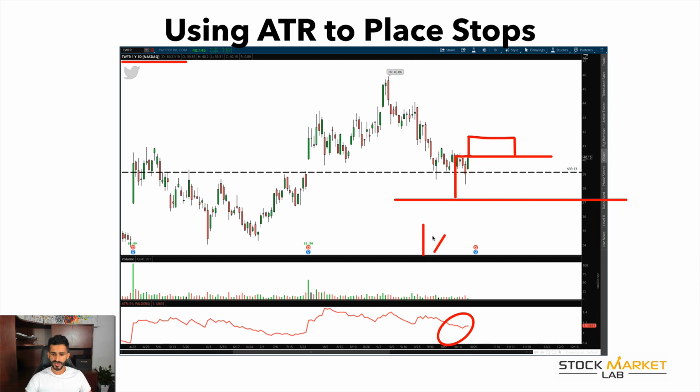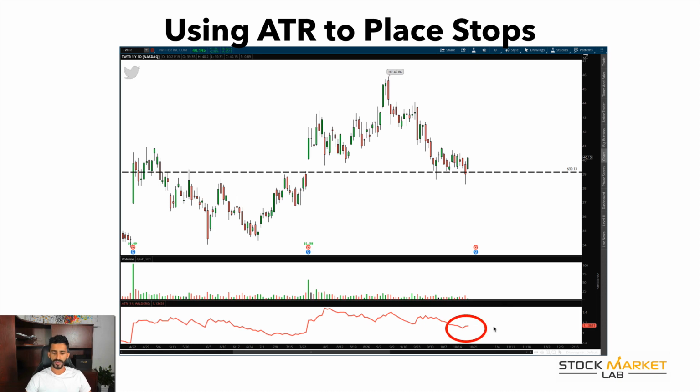Some people use 1x, some people go 1.5x, some people do 2x. That depends on you. That depends on what makes the most sense. In this situation, obviously 1x wouldn't make sense because 1x would make it $1.13. So 40 minus $1.13 is going to put us around high 38s. Over there, I wouldn't be so comfortable in putting my stop there.